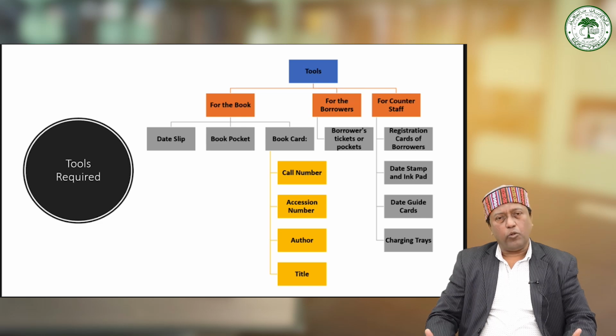What will be the penalty? All those things are written on the book pocket. And basically, the idea is that the book card is to be inserted in the book pocket. This is the minimum preparation required for a document.